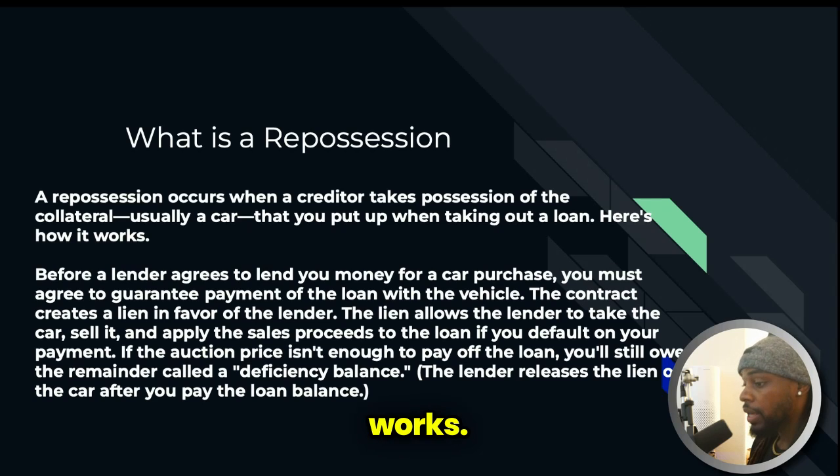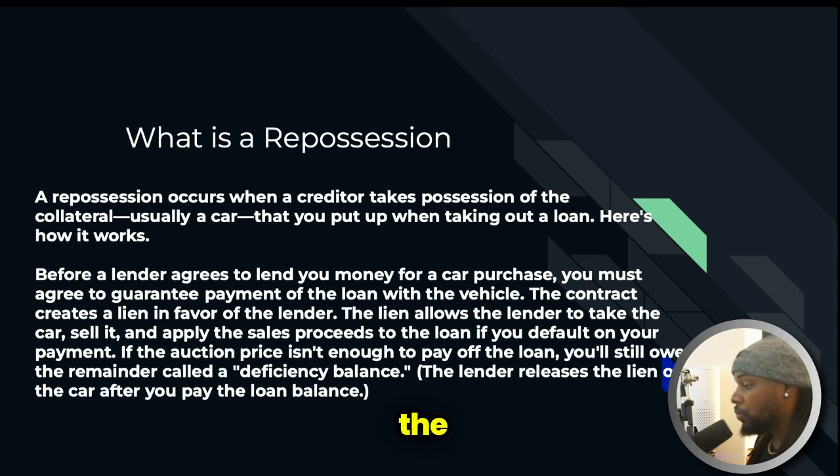Here's how that works. Before a lender agrees to lend you money for a car purchase, you must agree to guarantee payment of the loan with the vehicle. That's the contract. The contract creates a lien in favor of the lender. The lien allows the lender to take the car, sell it, and apply the sales proceeds to the loan if you default on your payment. If the auction price isn't enough to pay off the loan, you'll still owe the remainder, called a deficiency balance. The lender releases the lien on the car after you pay the loan balance.